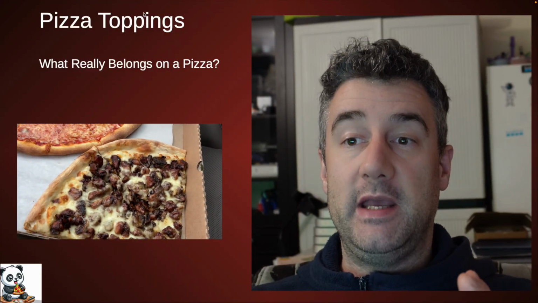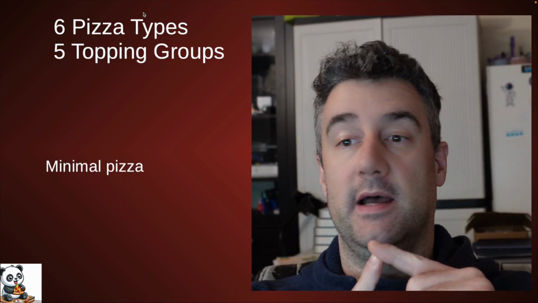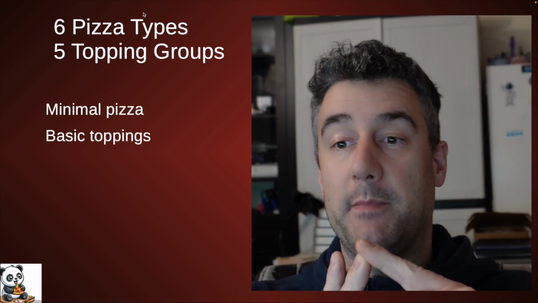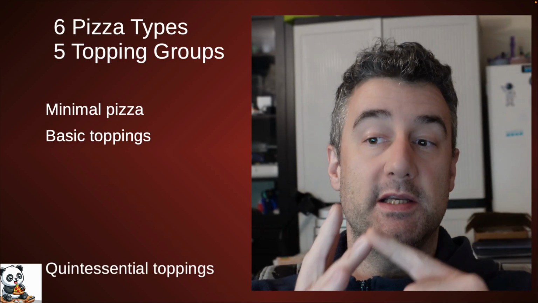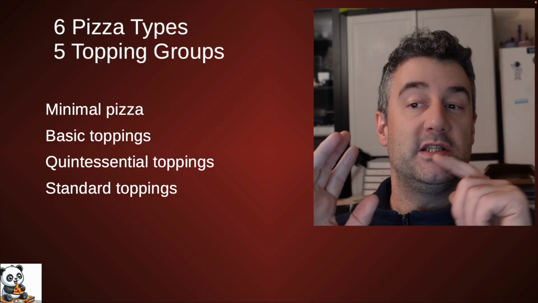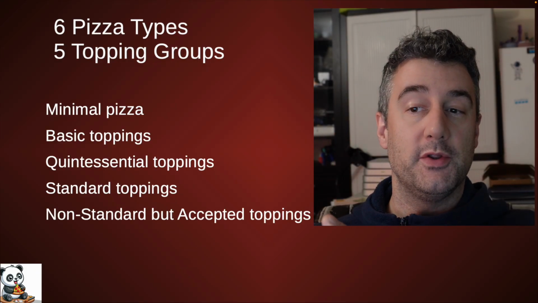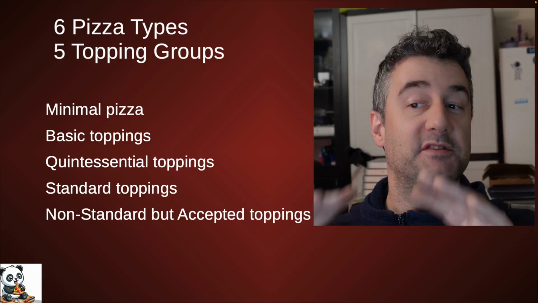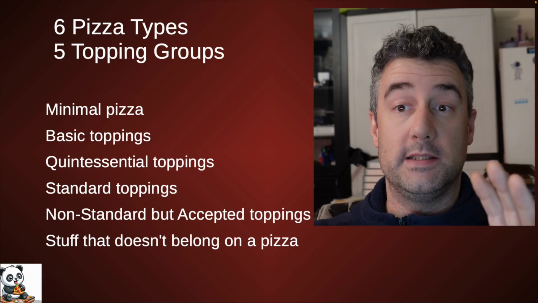So we have discovered that the only way to understand pizza toppings is to break them down into groups. And there are 6 basic types of pizza, and there are 5 groups for toppings. So the first one is a minimal pizza. Then you have the basic toppings pizza. Then you have your quintessential toppings. Then you have your standard toppings. And then you have your not standard but acceptable toppings. And then finally, you have stuff that doesn't belong on a pizza.